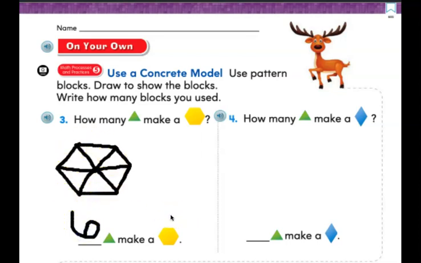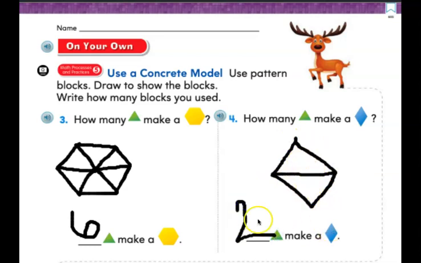Okay? Number 4, how many triangles make up a diamond? That one's a little simpler to see. If I have a triangle here and a triangle here, there's my diamond, and how many made it? 2. My number 2 looks funny, but that's okay. So we have 6 triangles make a hexagon, 2 triangles make a diamond, and we've got one more page we're going to do.